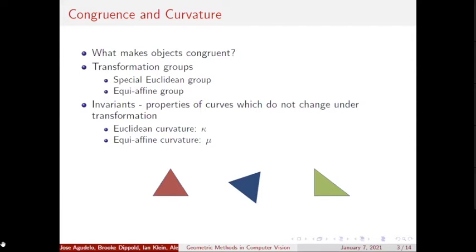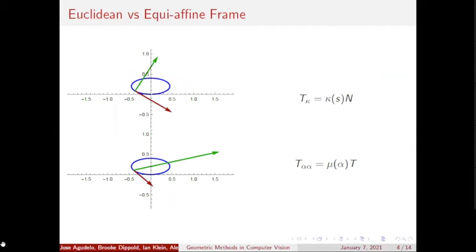A concept that goes hand in hand with congruence is that of invariance. These are properties of curves which do not change under transformation. These are important because if two curves are congruent, then they will have the same value for their invariants. Two particular invariants that we're going to be looking at are Euclidean curvature, which is denoted kappa, and equiaffine curvature, which is denoted mu.